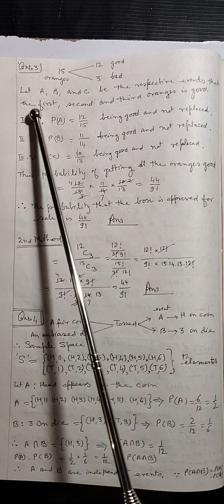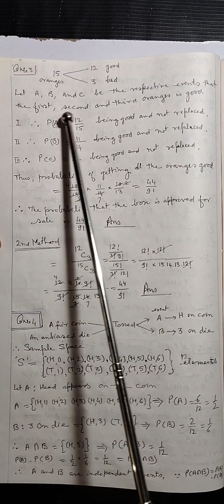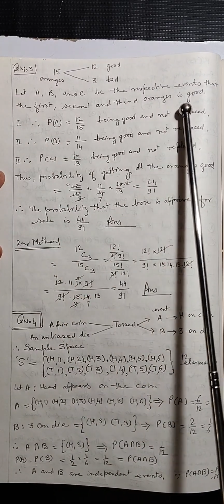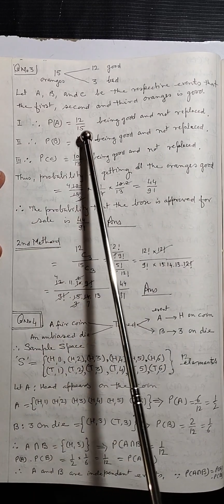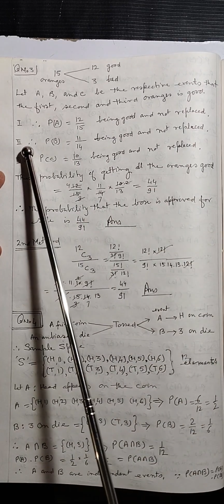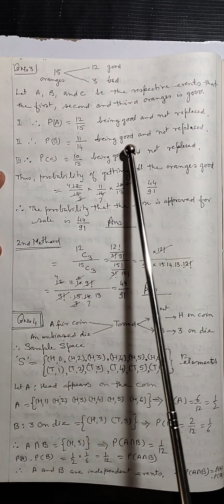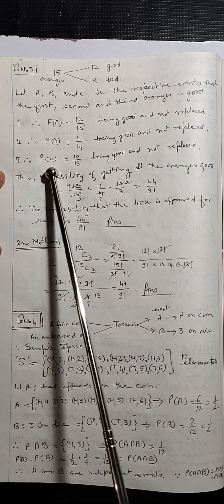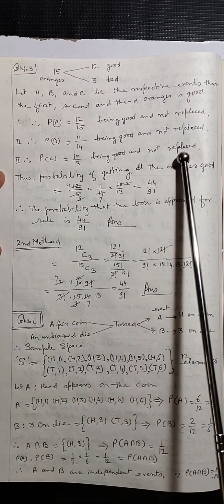Let A, B and C be the respective events that the first, second and third oranges is good. First, let the probability of A is 12 by 15, being good and not replaced. So the second, therefore, the probability of B will be 11 by 14, being good and not replaced. Third, probability of C, that is 10 by 13, being good and not replaced.